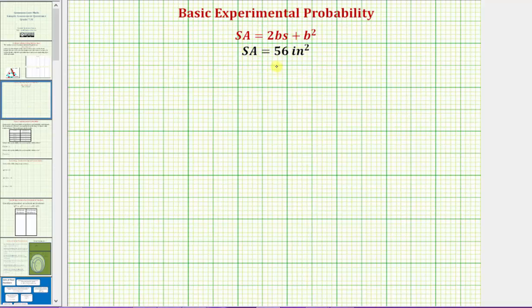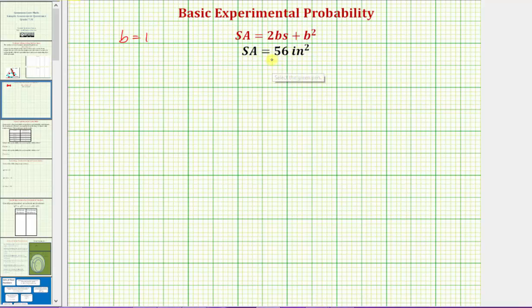So to find our solutions, we'll substitute 56 for SA, we'll select a whole number value for b, and then solve for s. The reason we're selecting a value for b and not s is because b occurs in 2 different terms of the equation. So let's try b equals 1. Of course, b can't be 0, otherwise the surface area would be 0.